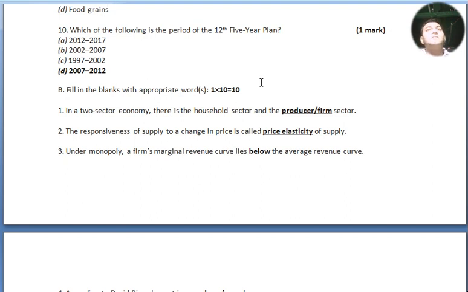Now fill in the blanks. 10 questions for 10 marks, 1 mark each. Number 1. In a two-sector economy, there is the household sector and the firm or producer sector. Alright. Next, the responsiveness of supply to change in price is called price elasticity of supply. Under monopoly, a firm's marginal revenue curve lies where? Below the average revenue curve. So below is the answer.